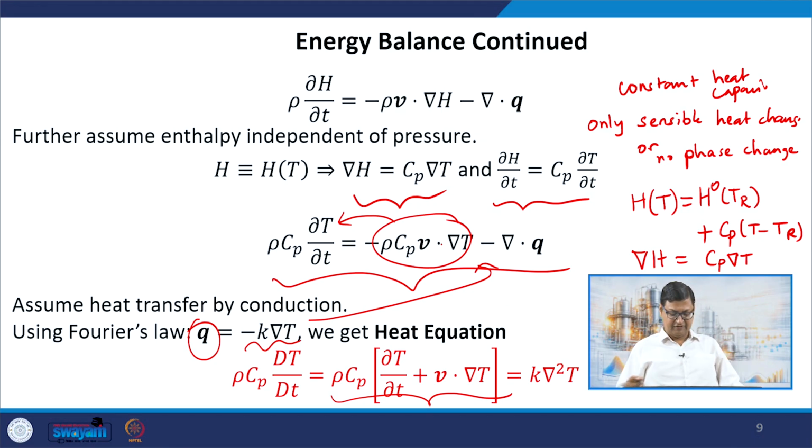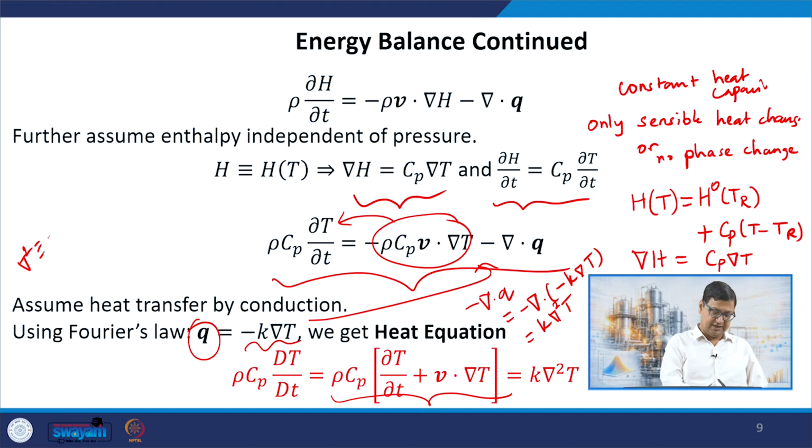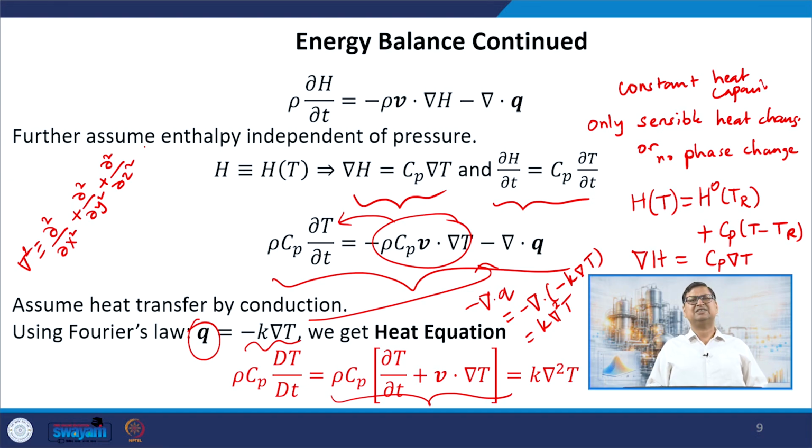And if I look at this del dot q, so minus del dot q is minus del dot minus k del T, and k, if it is constant, this gives me k del square T, where del square is defined as dou 2 by dou x square plus dou 2 by dou y square plus dou 2 by dou z square. It is called Laplacian. It is a scalar operator, right, that is applied on the scalar variable temperature. So del square T is going to be, I will put T in all of that, right.